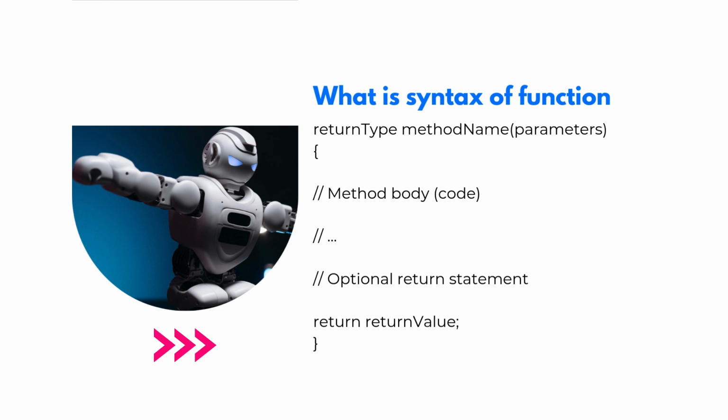This is the general syntax of a function, or method, in C#. The return type defines the type of value the method will return, or void if it returns nothing. The method name is the function's name, and parameters are input values passed to it. The method body contains the logic, and the return statement sends a result back to the caller.